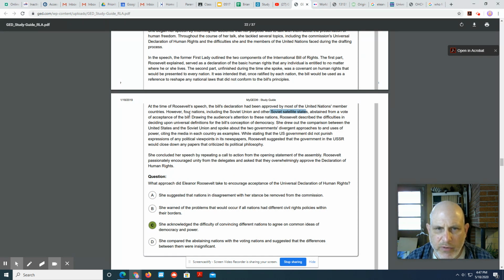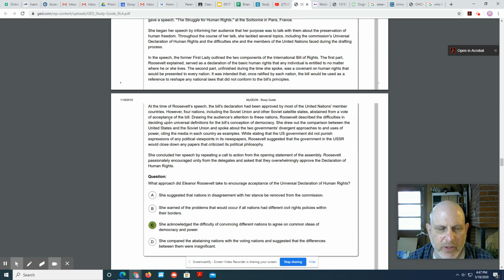However, 4 nations, including the Soviet Union and other Soviet satellite states, abstained, meaning they didn't vote. I'm not getting involved, from a vote of acceptance of the bill. Soviet Union said, nah, we don't really agree, and we're making all the states that we control not agree. Drawing the audience's attention to these nations, Roosevelt described the difficulties in deciding upon universal definition for the bill's conception of democracy.